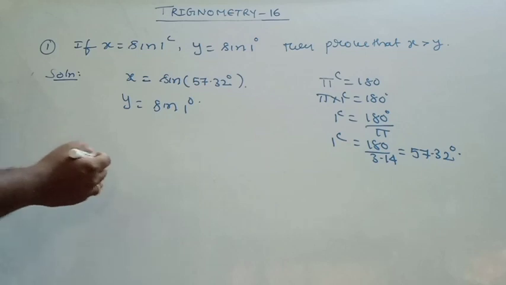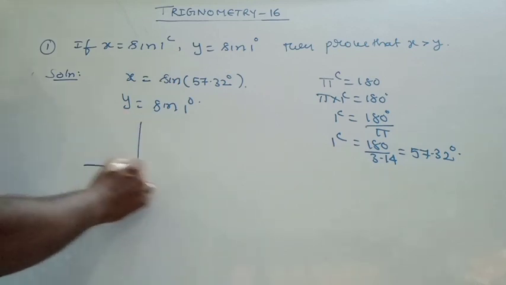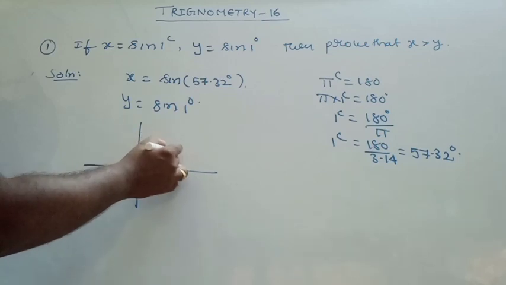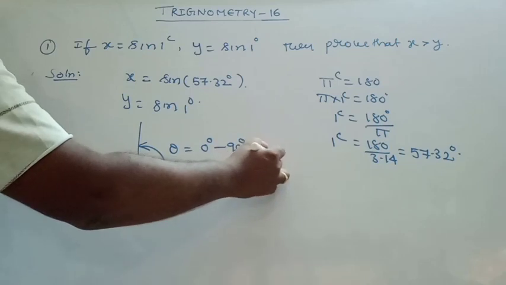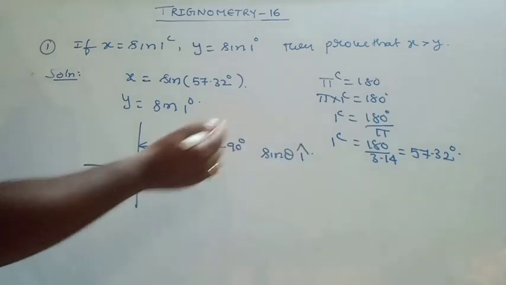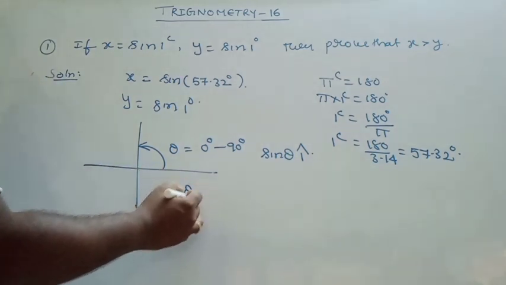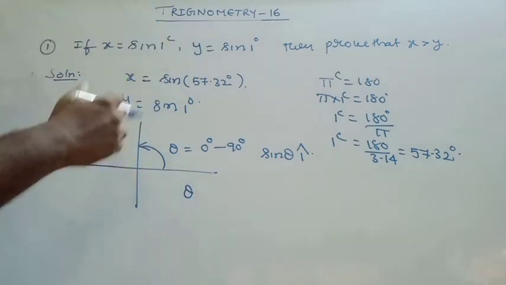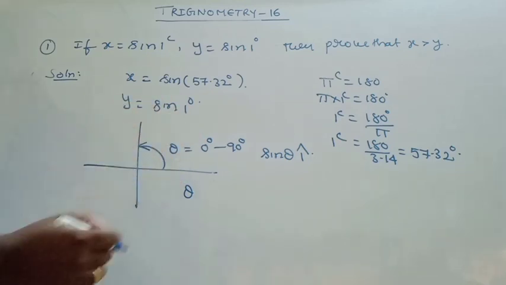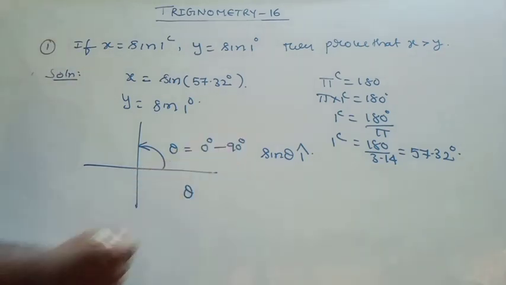Now, you know that in the first quadrant, when theta lies from 0 degrees to 90 degrees, sine theta is an increasing function. When theta is 0 degrees, sine 0 is 0. Sine 30 degrees is 1 by 2, sine 45 degrees is 1 by root 2, sine 60 degrees is root 3 by 2, sine 90 is 1. That means it is an increasing function.